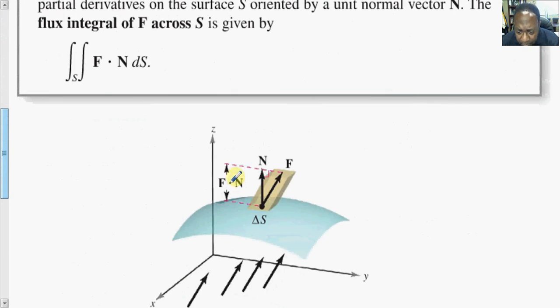Pictorially, this is what we have. F dot N is the height. You have the surface, and then you have the fluid that's flowing in the direction that's given, and the base area delta S times the height F dot N gives you the volume.